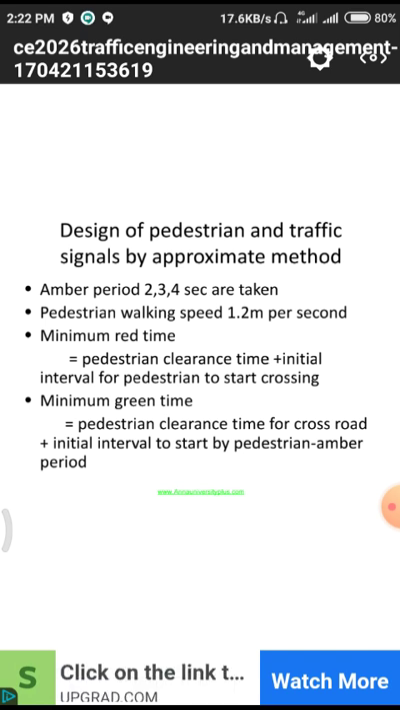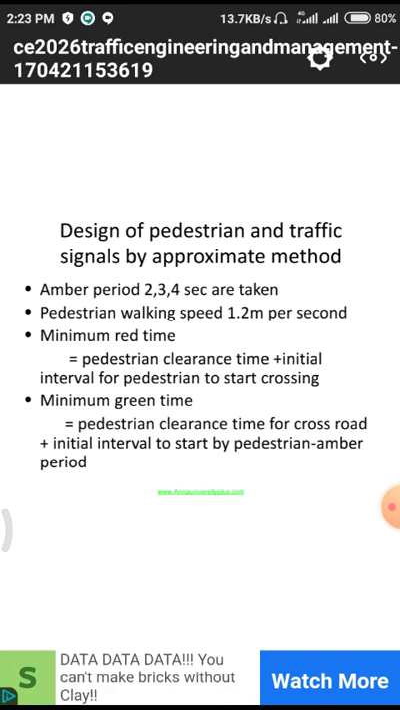Pedestrians normally have a maximum walking speed of 1.2 meters, meaning that in a second they will move 1.2 meters in the junction. In different areas they move in a very slow manner, but at junctions they have to move with more speed. Why? Because a lot of vehicles are waiting to cross the road, so they have to move faster. So we take the pedestrian speed equal to 1.2 meters per second.